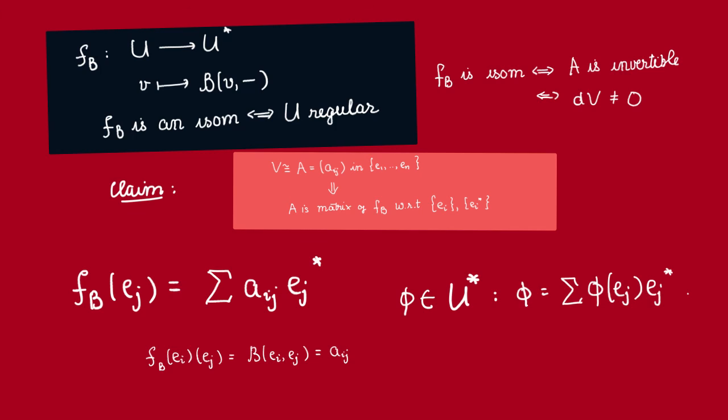So f_B is an isomorphism if and only if this Gram matrix is invertible, if and only if its determinant is non-zero, and that's if and only if the discriminant of U is non-zero, which is equivalent to U being regular. Sorry, here I use both the letters U and V, but it should all be U.